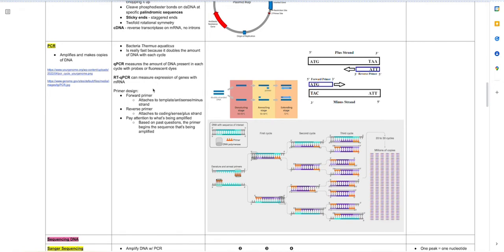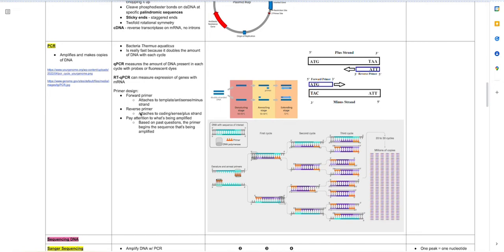So if you'll remember, we mentioned primers here. There are actually names for each of these primers in PCR. The forward primer is the one that attaches to the template or antisense or minus strand. So it's this one, and basically it makes lots of copies of the forward, the plus strand, right? And then the reverse primer is the opposite, and both of these always go 5 to 3.